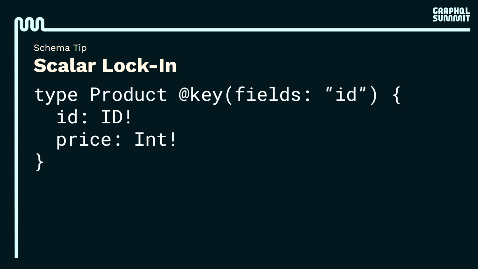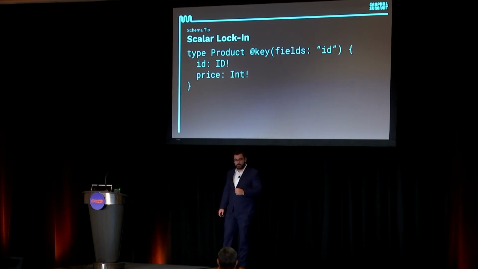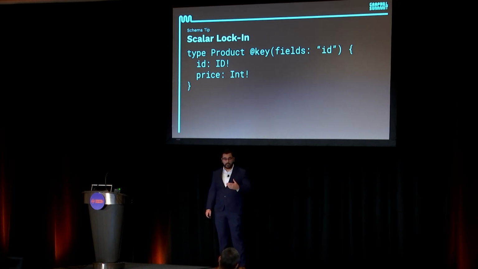The next step I want to discuss is scalar lock-in, which is a common pitfall on monographs and supergraphs alike. Scalar lock-in is the idea that once you choose a scalar as a type, it is very difficult to modify that type unless you have some very good coordination between your client and server teams. So let's take this example. We have a product entity where we have an ID and we have a price, and the price is represented as an integer to avoid all the floating point nonsense.